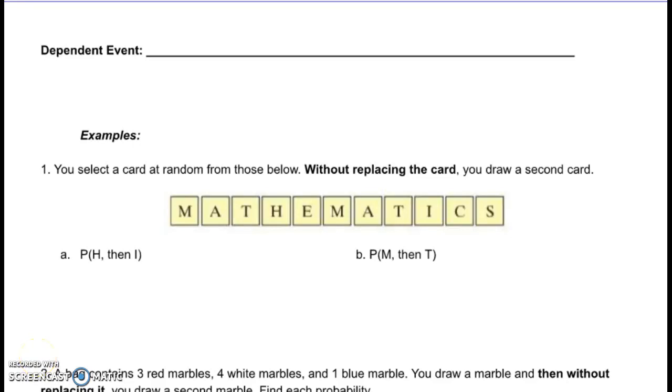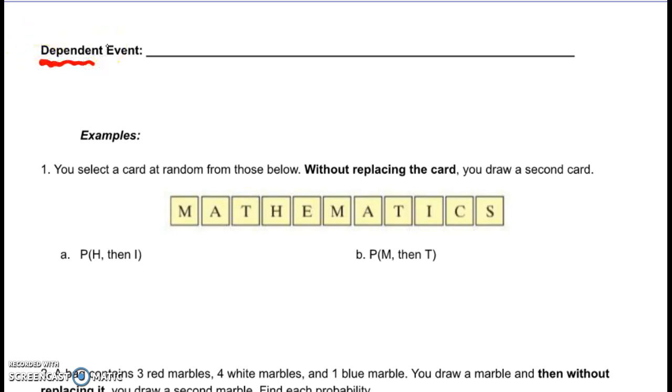So we are jumping into part 2 of our discussion on compound events. We talked about independent events and how those events are independent of each other. One event does not affect the other event. Today we're going to talk about the second type, which is called a dependent event.